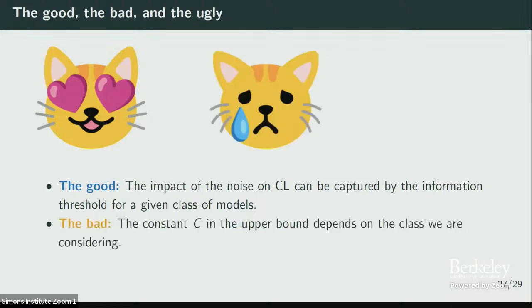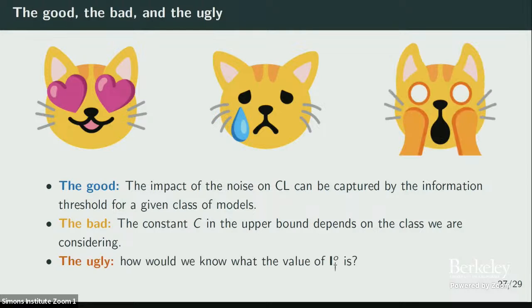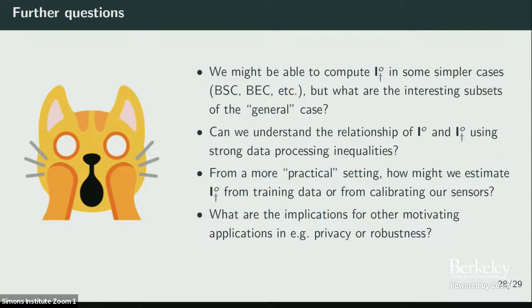The bad part is, of course, that the constant C in the upper bound is going to depend on the underlying class of models. So it's not independent of the underlying model and the noise. So we need to do some more investigating here. And of course, the hidden thing is, how do I actually calculate this quantity? I'm going to dodge the bullet on that one and say, I don't know. So in fact, I will leave that for future work. We can compute this quantity in some simple cases, like in the binary case that I showed before.